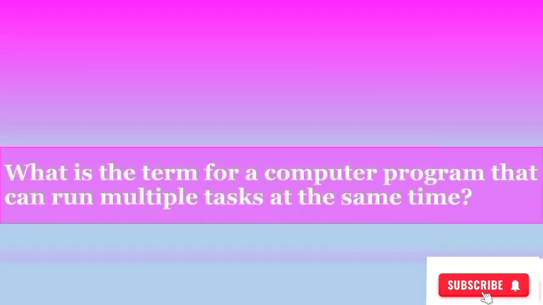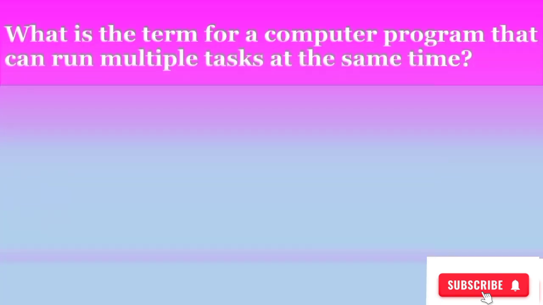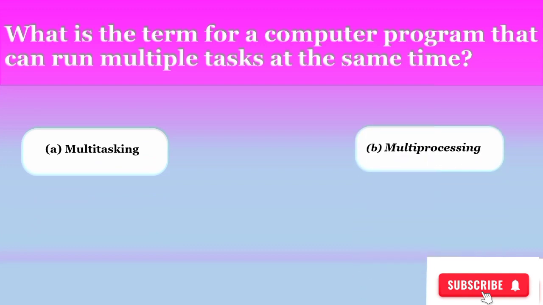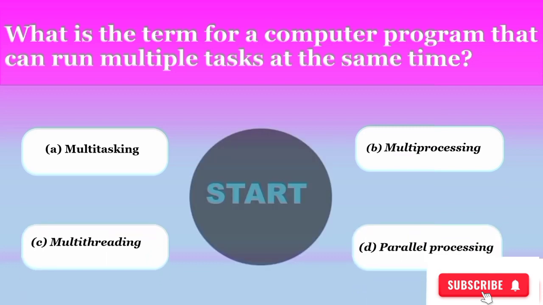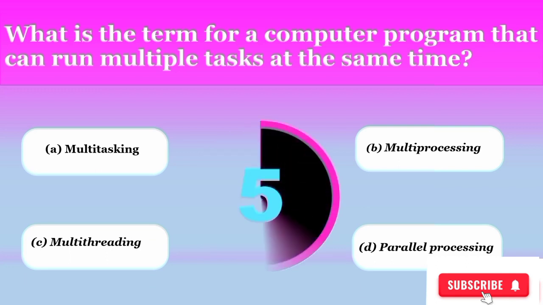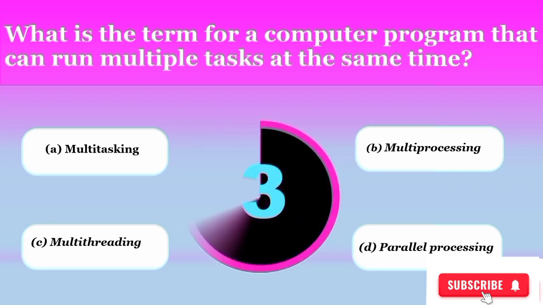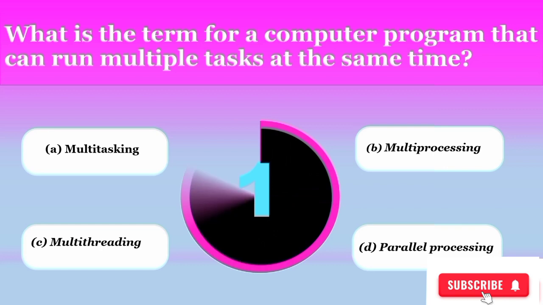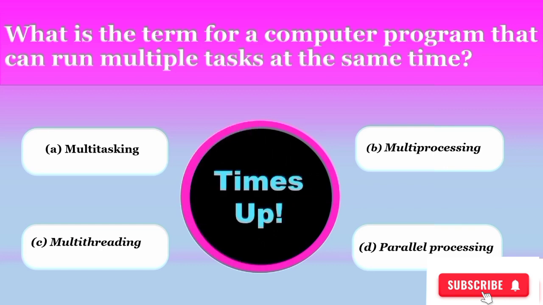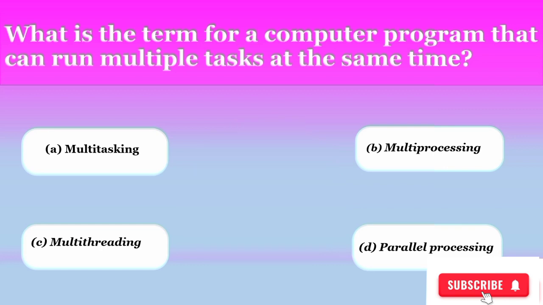What is the term for a computer program that can run multiple tasks at the same time? A. Multitasking. B. Multiprocessing. C. Multithreading. D. Parallel processing. The correct option is option A, multitasking.